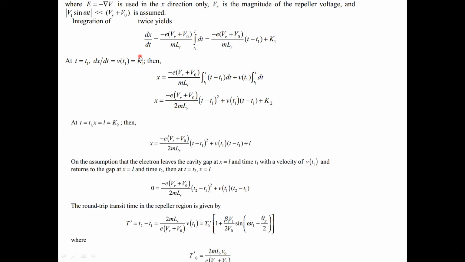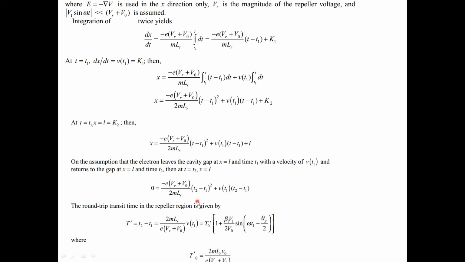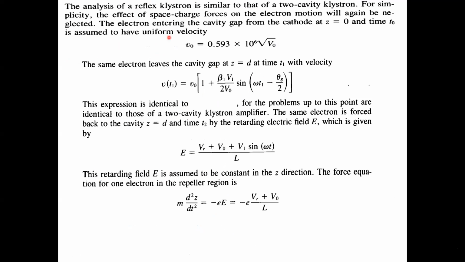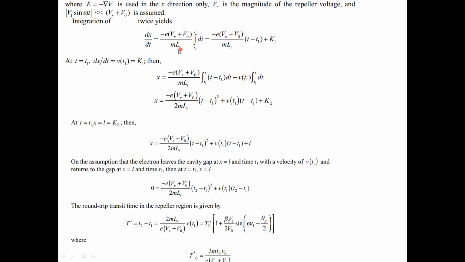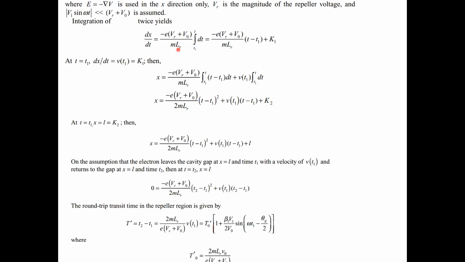So with respect to the previous equation, we do the integration twice. Just recall what the previous equation is: m d square x by dt square. So do the double integration. So dx by dt equals minus e, clear? Minus e VR plus V naught into l, so minus e VR plus V naught divided by, cross multiplying, m into l.